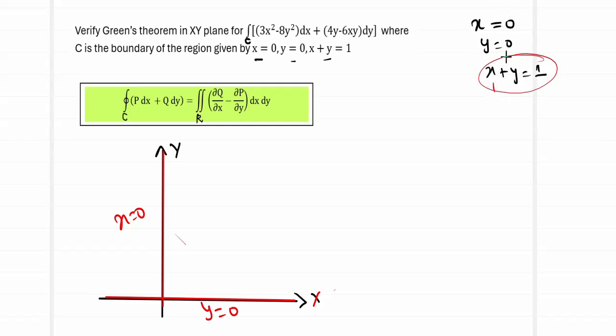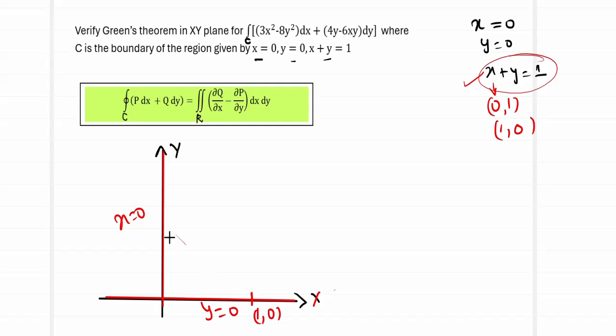Substitute the values: put x as 0, then what you get? y as 1. So 0 comma 1 is one point. And when we put y as 0, x is equal to 1, so 1 comma 0. So this line is going to pass through the points 0 comma 1 and 1 comma 0. Let me plot the points. This is 1 unit over here, so this is my x equal to 1, which gives me 1 comma 0.